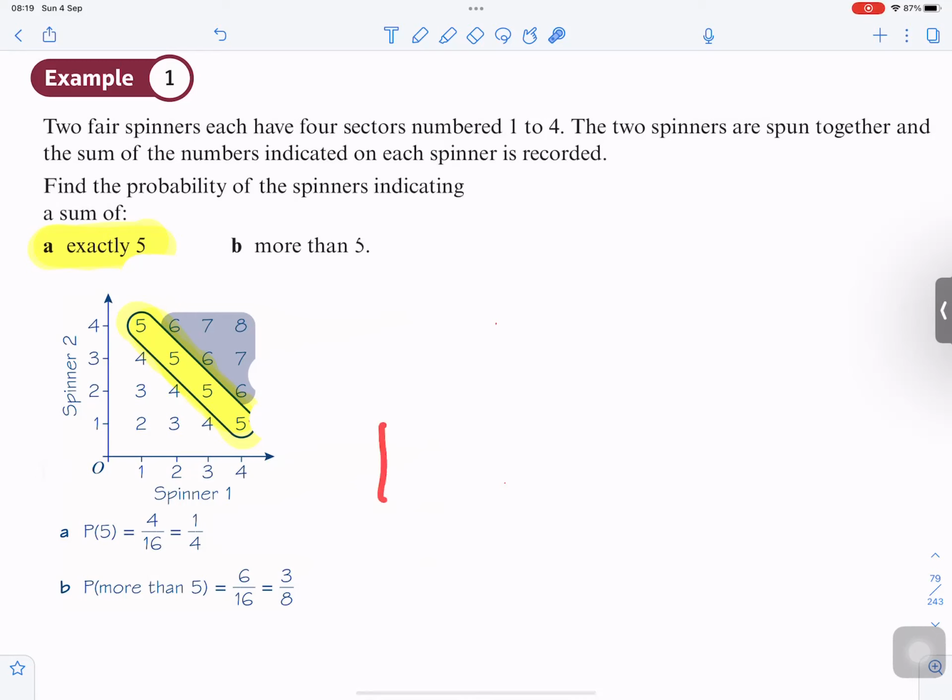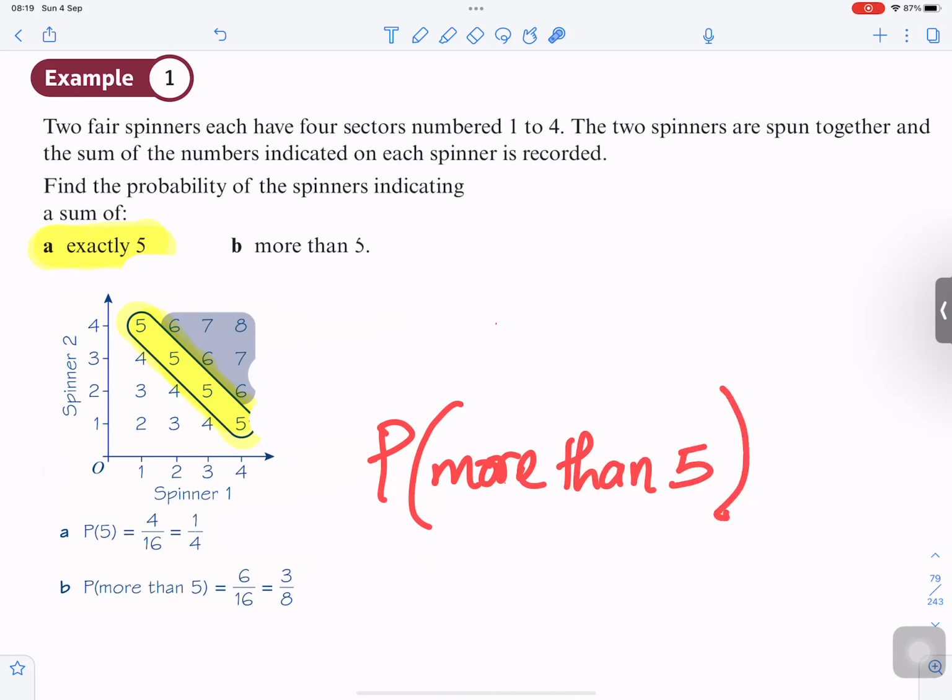So the probability of more than 5, this is a shorthand way to write it, is equal to 6/16. And you simplify it, it gives you 3/8.